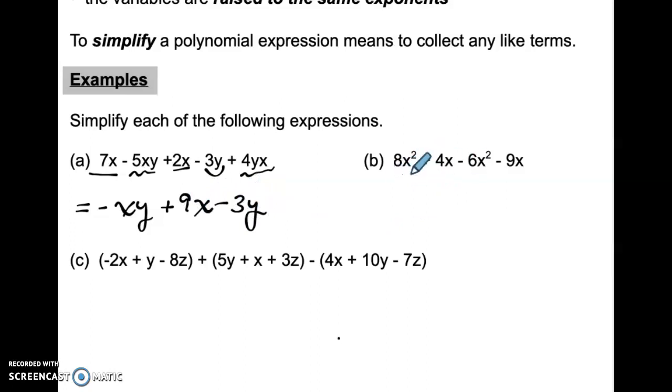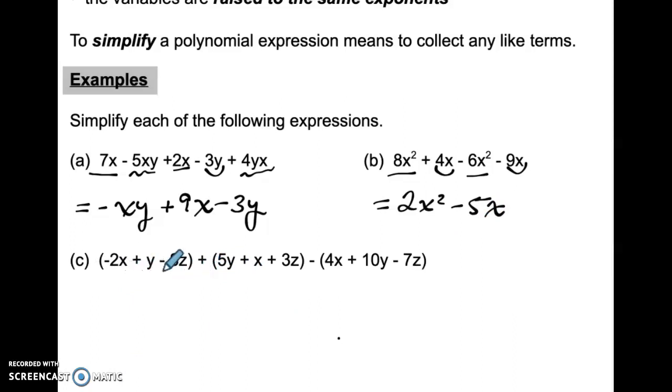Okay, same idea for the next one. We have 2x squared terms. And those are the highest degree, so they're going to go first. We'd have 2x squared. And then we have two different x terms. When we add those together, we get -5x.